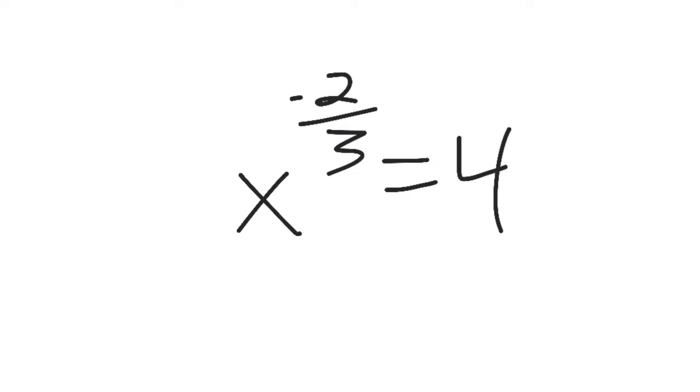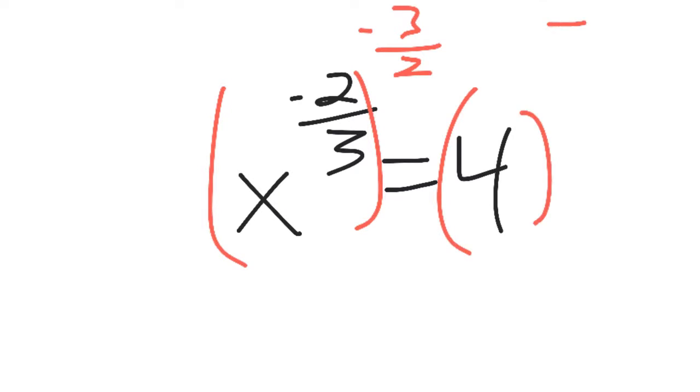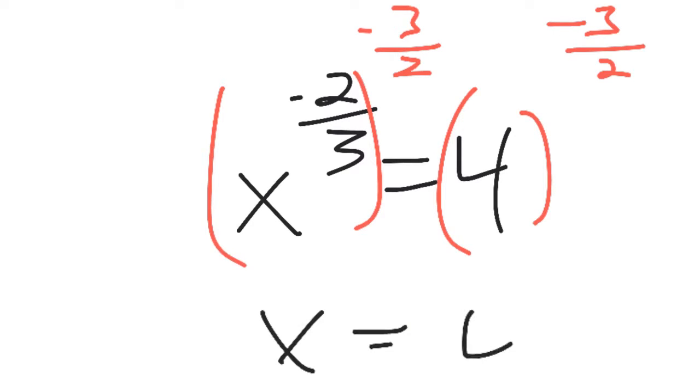So for this one, we're going to use that idea. We're going to raise this side to the power of negative 3/2. And then what we do to one side, we have to do to the other. That's because a power on top of a power multiplies. So negative 3/2 is the reciprocal of negative 2/3. When they multiply, they just give us x. So this is our answer.